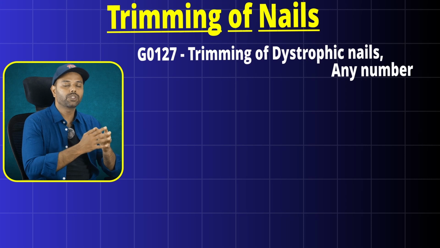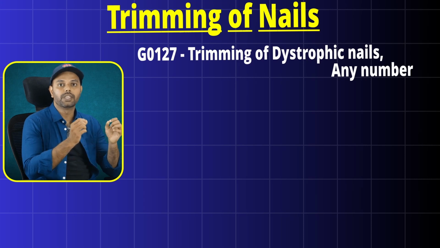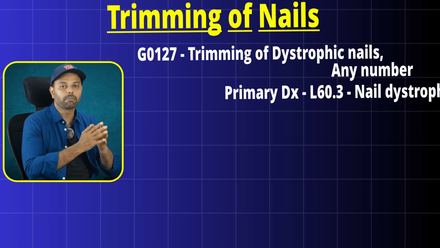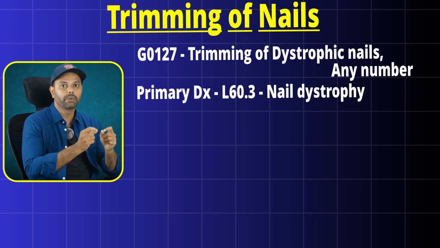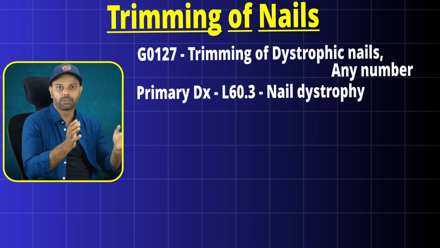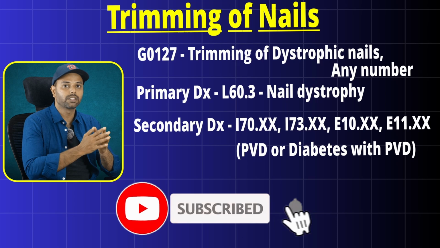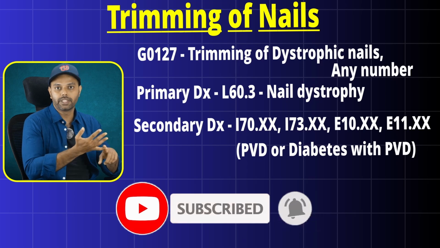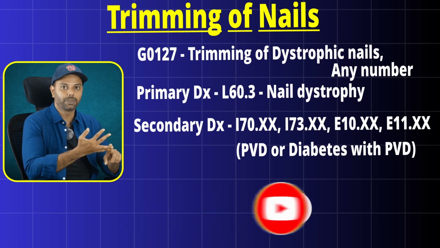Let's see how to code for trimming of nails. There are 2 codes used for trimming of nails, G0127 and 11719. The code G0127 is for trimming of dystrophic nails, any numbers. The primary diagnosis should be nail dystrophy, which is L60.3, and the secondary diagnosis should be PVD or diabetes with PVD.